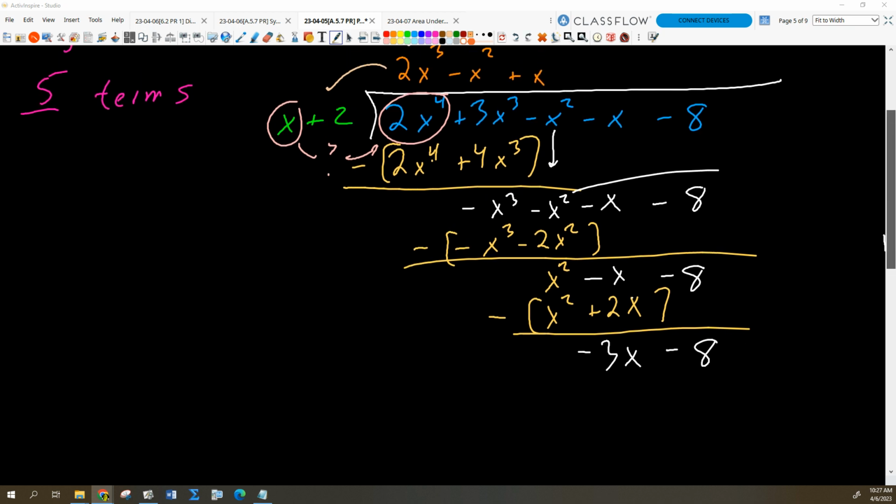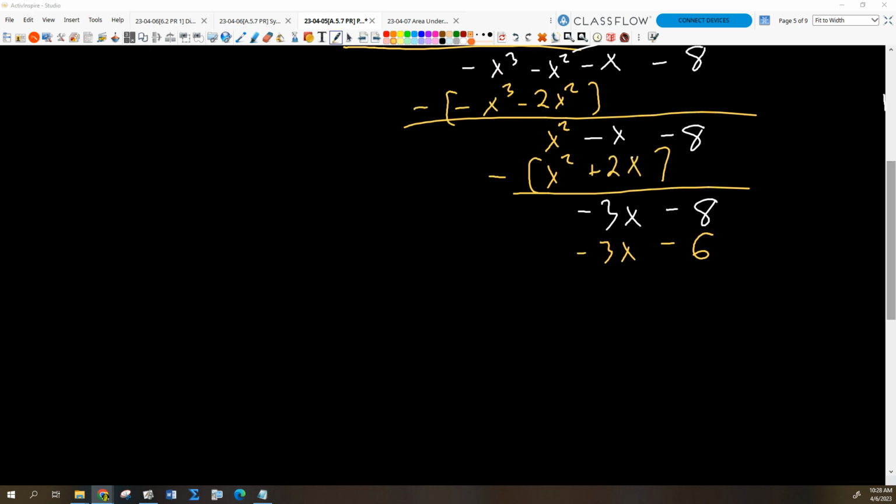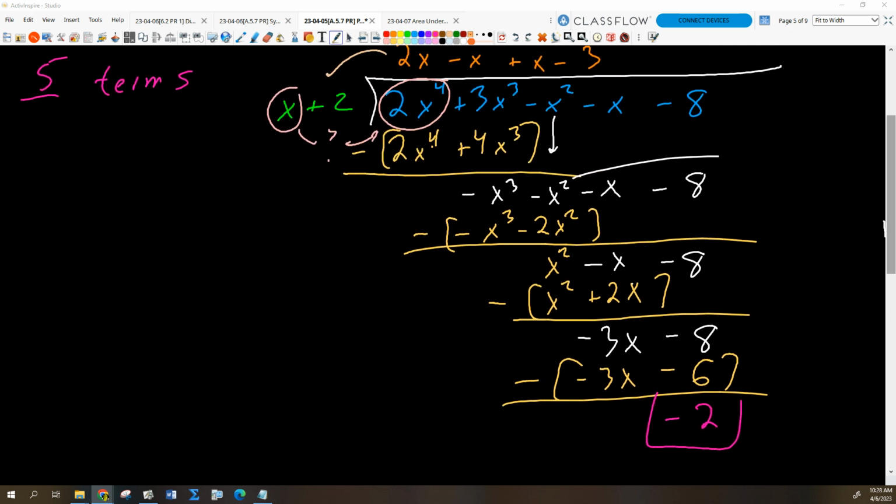X times what is -3x? -3, okay? So we get a -3. We distribute. -3 times x is -3x. -3 times +2 is -6. And we put it in brackets and subtract. And what do we get? Those guys cancel. -8 minus negative, so plus 6. -8 plus 6 is -2. And that's my remainder, isn't it? Right? That makes sense? Okay.